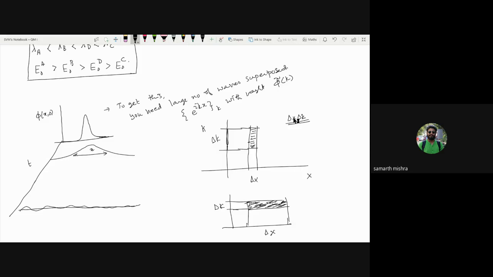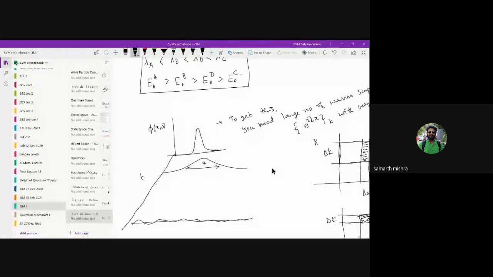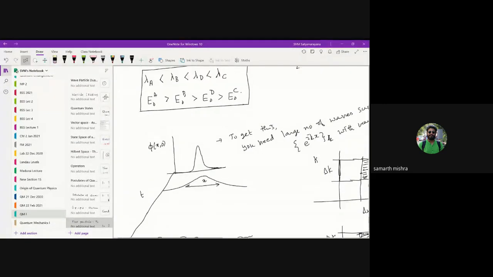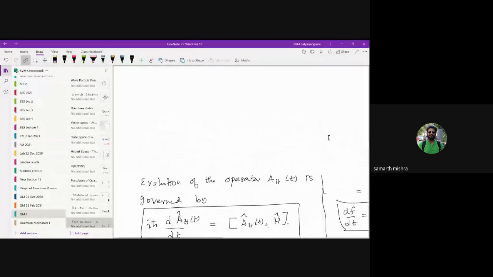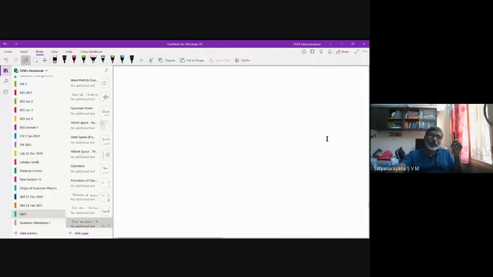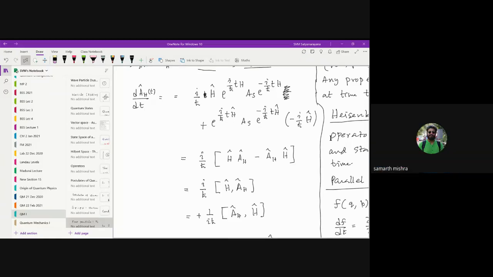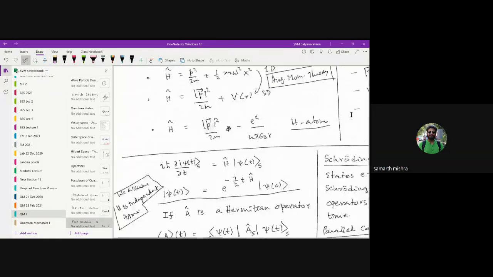Okay, sir. So I have another question. What exactly is this phi tilde k? Is it a state or is it an eigenvalue? Because when you said that phi k is analogous to Cn, I got confused. Correct. So phi k is just essentially the coefficient of expansion. So is it working as an eigenvalue?